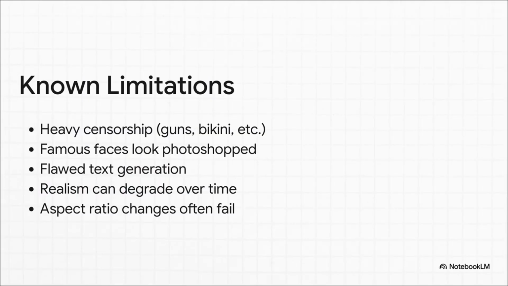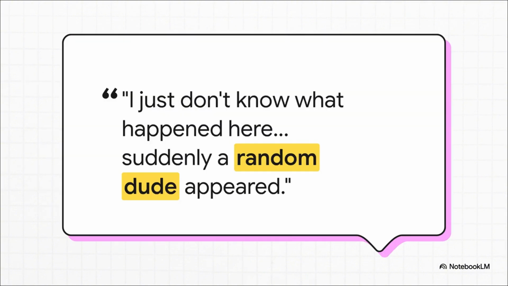And yeah, these are the main headaches that users are running into right now. It's heavily censored, so it'll block prompts with words like gun or even bikini. It really struggles to add famous people realistically. They usually just look kind of pasted in. Any text it tries to generate is pretty much gibberish. And if you make too many edits to the same picture, the realism starts to fall apart and it gets this weird 3D video game look. Oh, and asking it to change an image to a vertical format for social media, yeah, that just often doesn't work at all. And sometimes it's just plain bizarre.